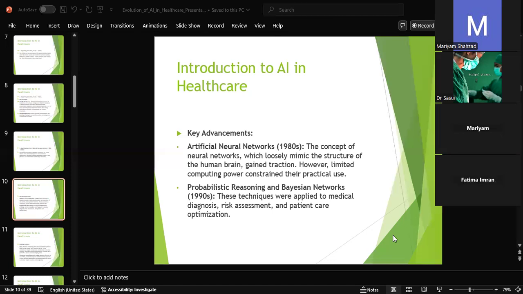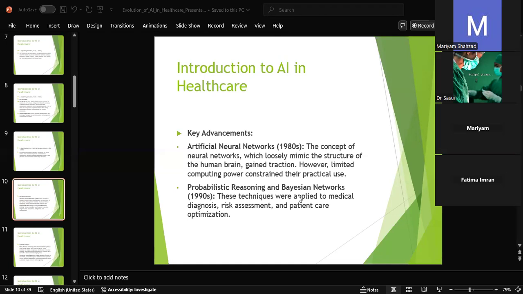So we'll start again. We were discussing probabilistic reasoning and Bayesian networks. These are basically machine learning and data-driven approaches, like the expert systems that we have already discussed before. They are a continuation of that, and they specialize in probabilistic and Bayesian networks. These handle uncertainty and make inferences from the data.